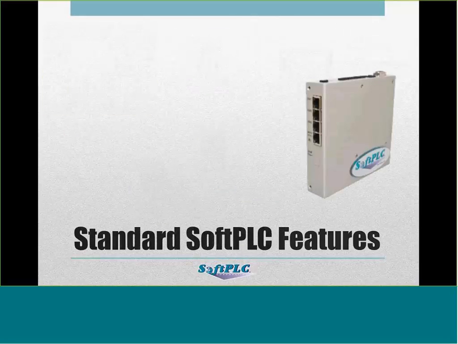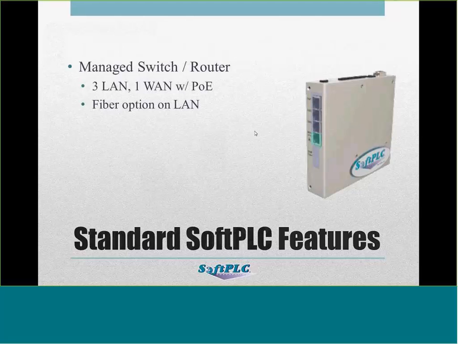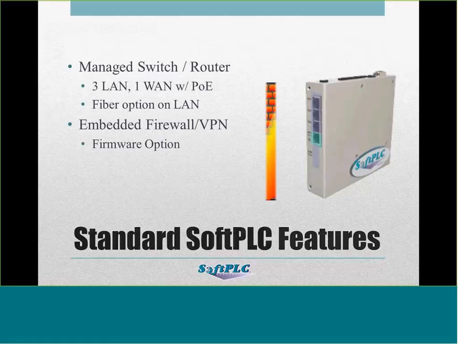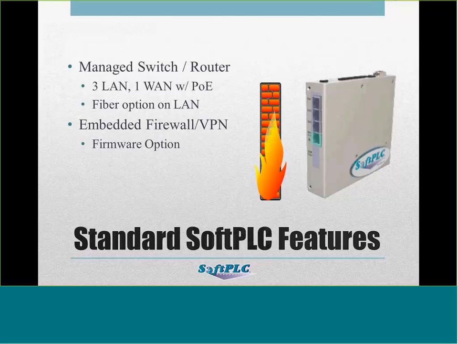So if we look at the standard set of features, these would apply to all of our PLCs. These are firmware type features. The Smart actually has a built-in Ethernet switch. All of our PLCs except the micro have multiple Ethernet ports so that the I/O and the communications can be segmented onto different subnets. And an option for our PLCs is an embedded firewall or VPN option for firmware.